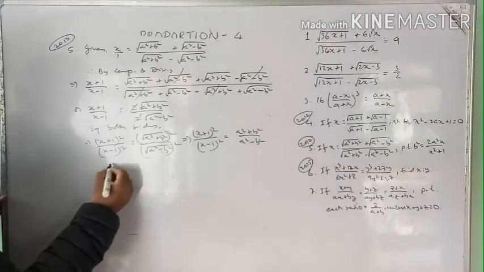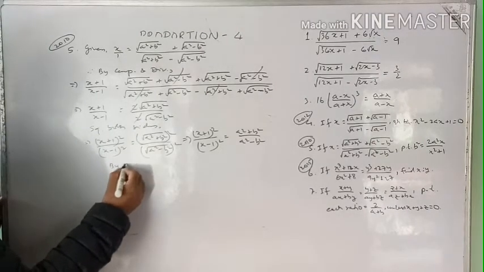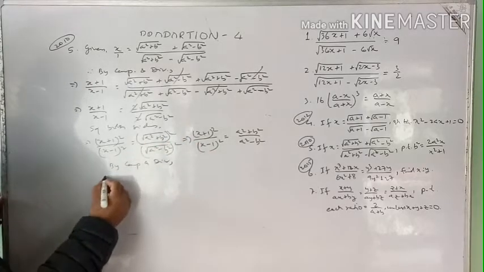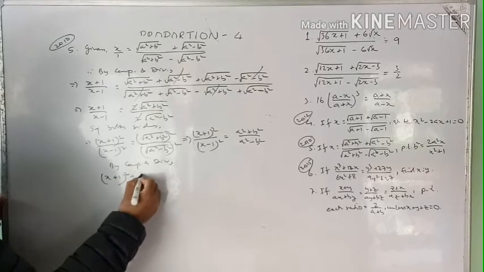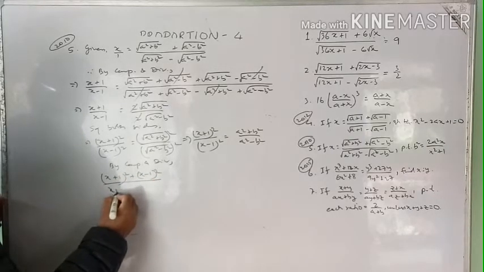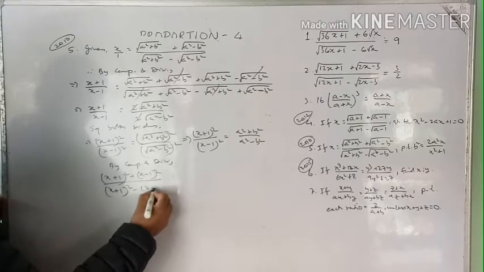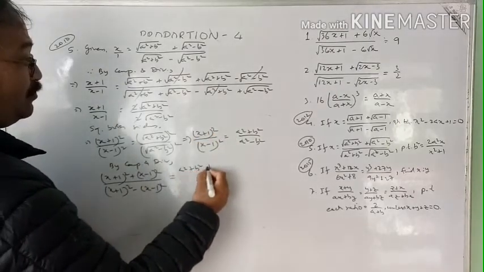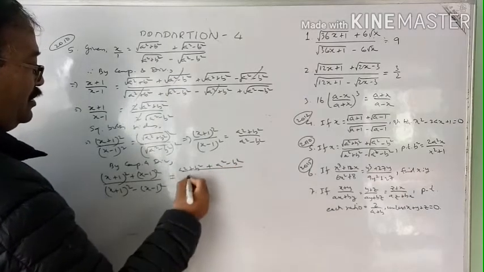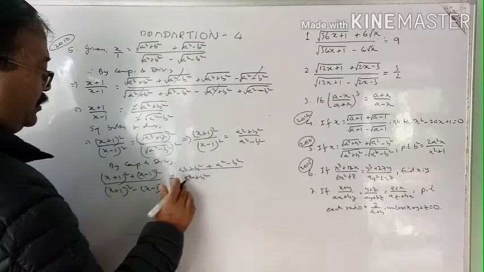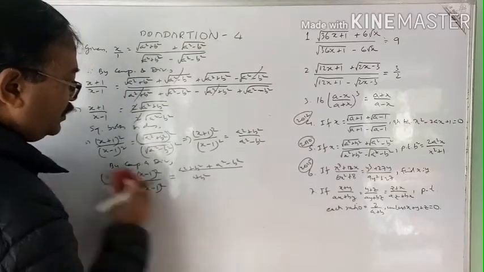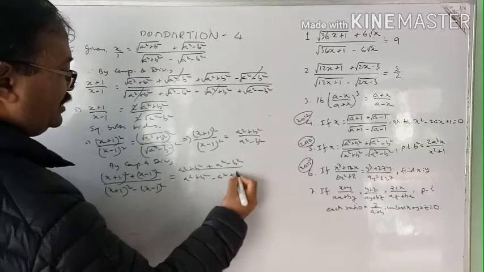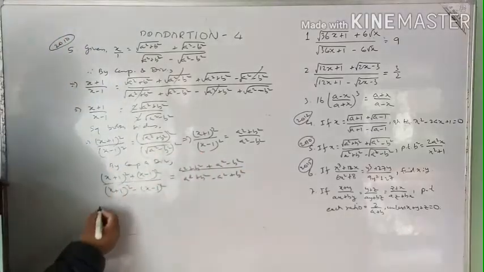Now again use componendo and dividendo. So by componendo and dividendo, what you get? x plus 1 whole square plus x minus 1 whole square upon x plus 1 whole square minus x minus 1 whole square is equal to, here a square plus b square plus a square minus b square, a square plus b square. This is a square plus b square minus a square plus b square. These two signs again opposite.